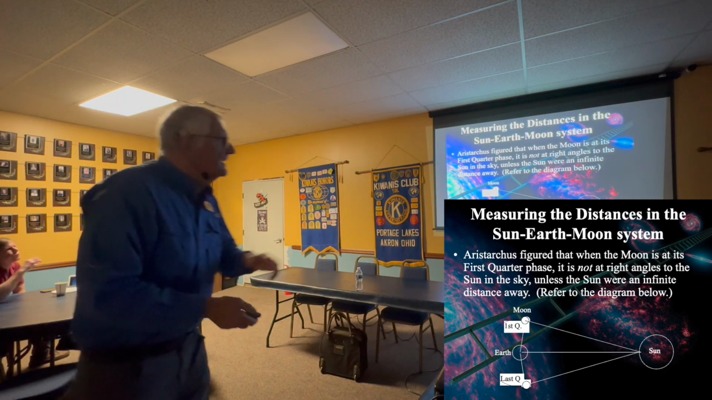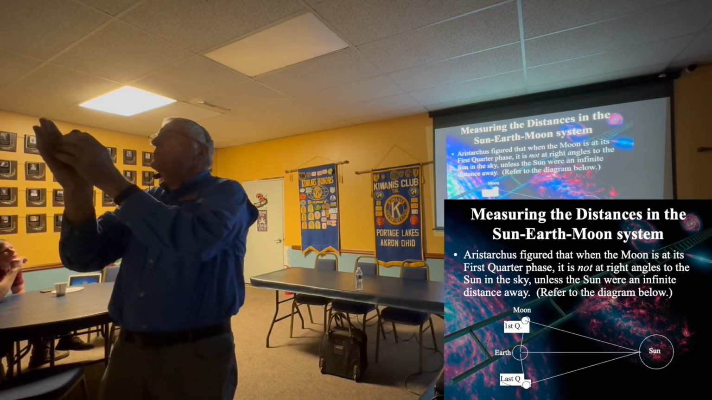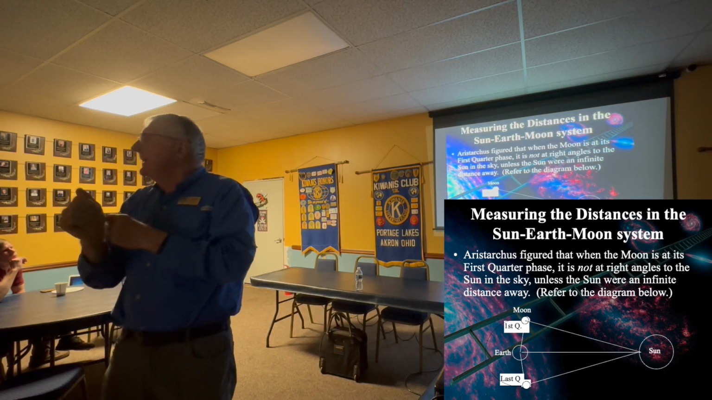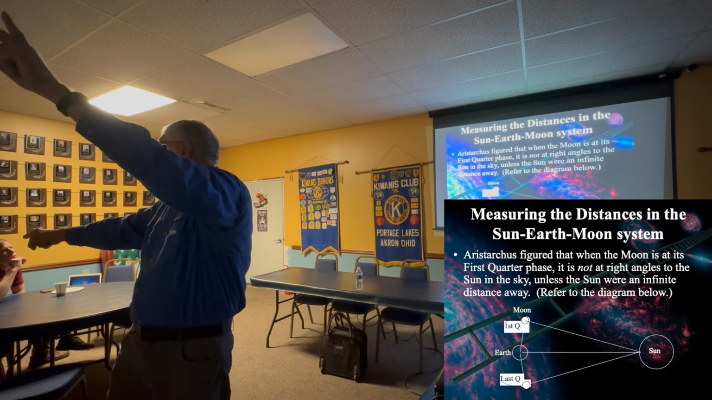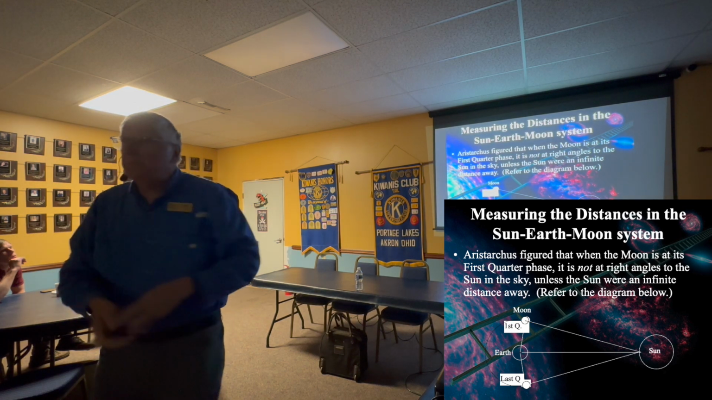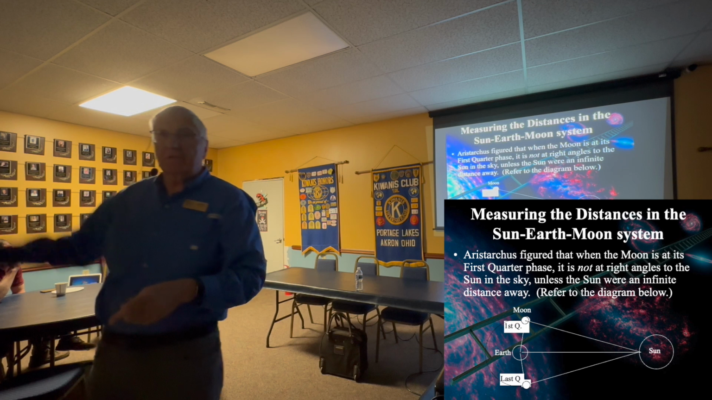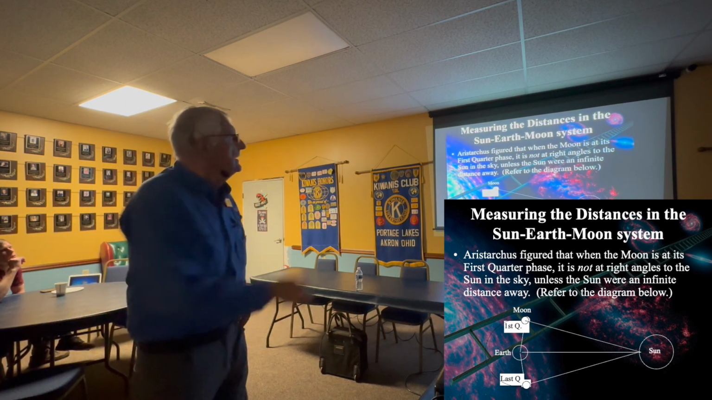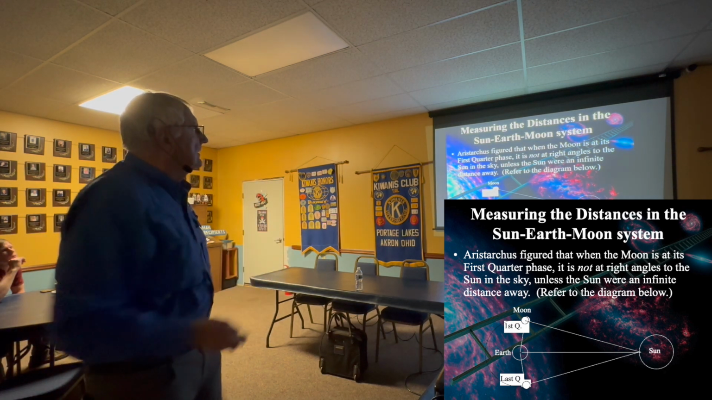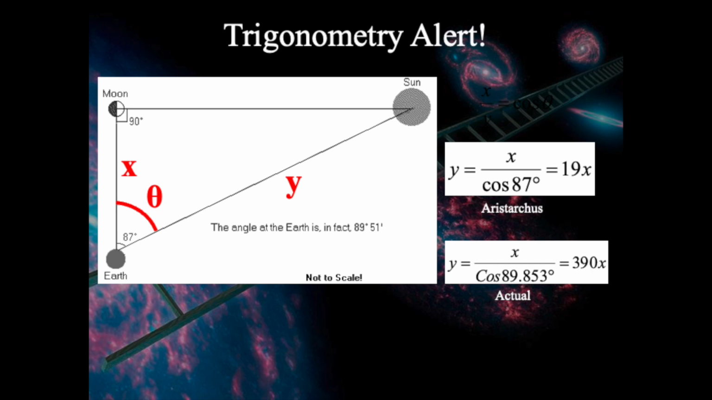And he realized that the first quarter moon, when it's exactly half, is not 90 degrees from the sun. It's just off just a little bit. It would be 90 degrees if the sun was an infinite distance away, but of course it's not. So you have this little bit of an angle here. So trigonometry alert, there's going to be several of these, so don't panic.